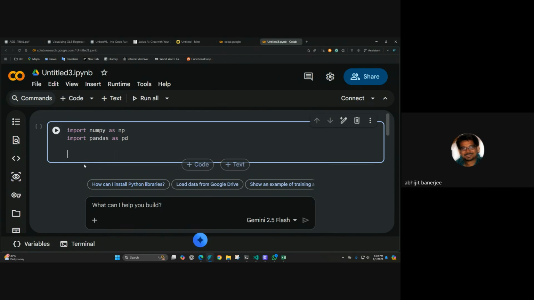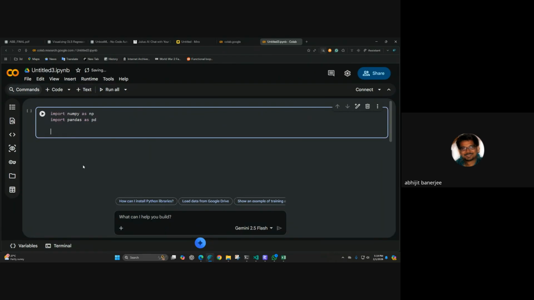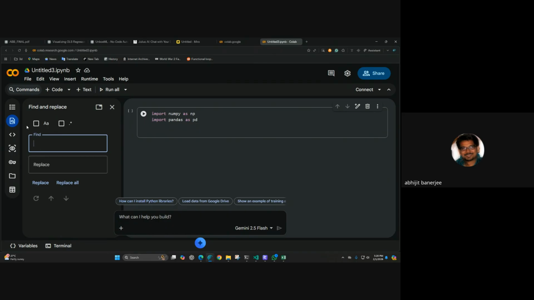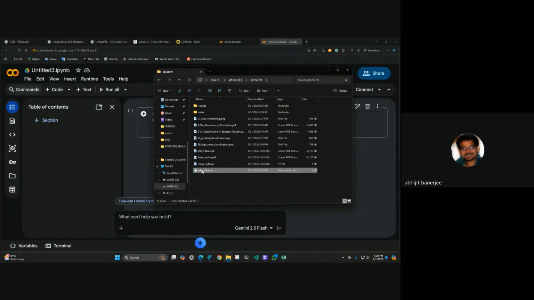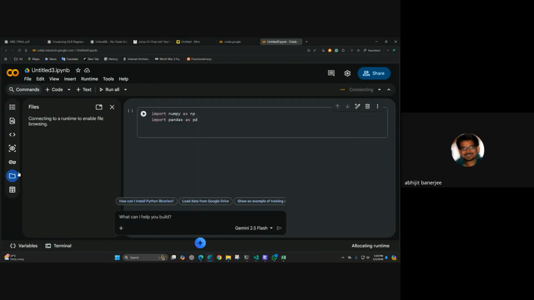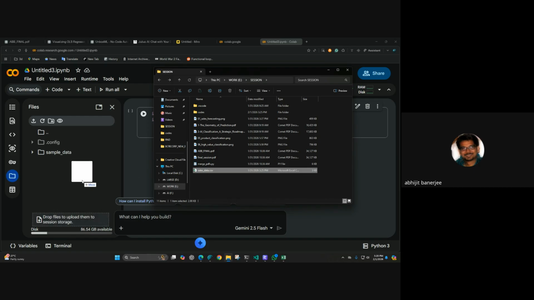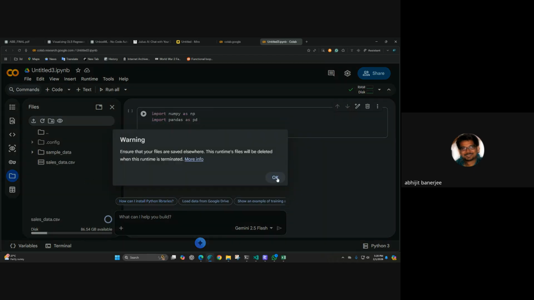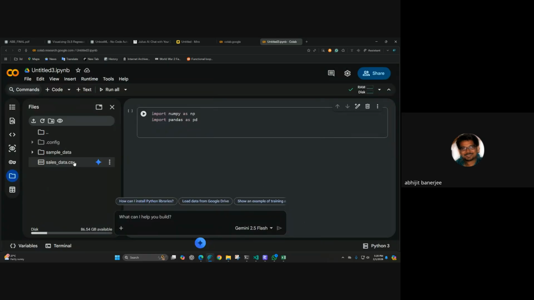Now I need to pass on the file. There was a file we were concentrating on, sales data. So how am I going to do this? I'll just go to files. If you click here, you'll get the files. Now you can drag and drop your files. Warning is all right. Now we have the files here.